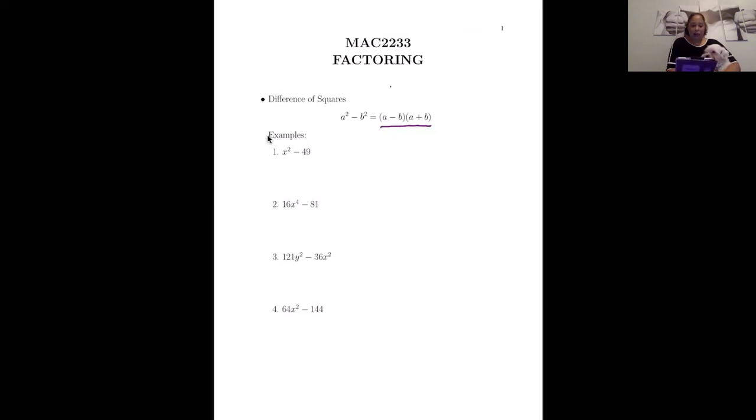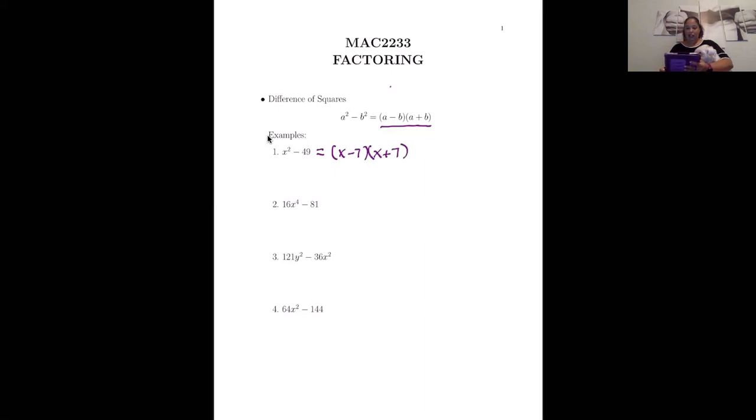All right, so I'm going to look at a couple of these. Let's take a look at the first one. I have x squared minus 49. The perfect square of x squared is x. The perfect square of 49 is 7. So I'm going to get an x minus 7 times an x plus 7.